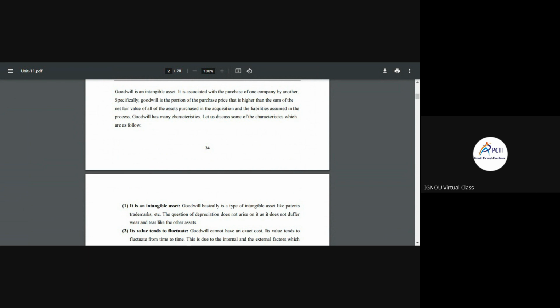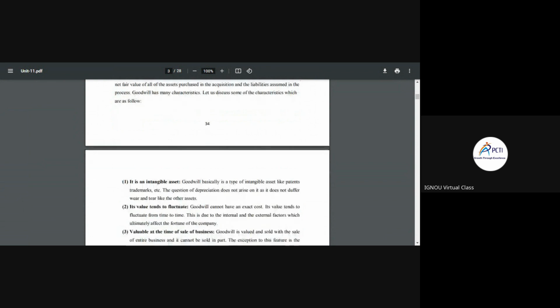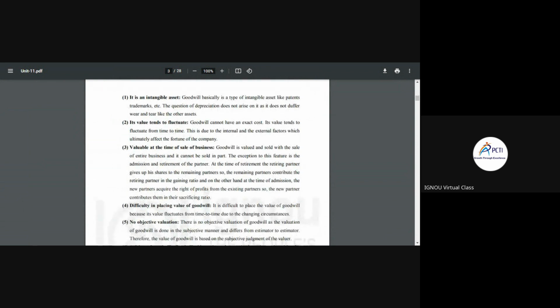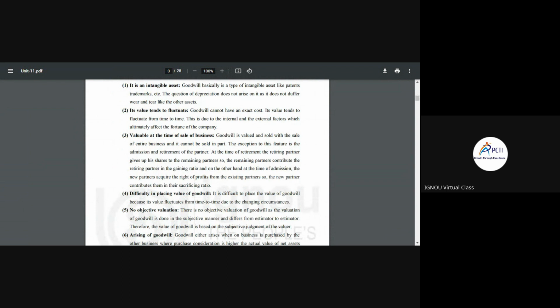Goodwill has many characteristics. First one is, I already told you that it is an intangible asset, because we are not able to touch and see it, like patents and trademarks. The question of depreciation does not arise on it, as it does not suffer wear and tear like other assets, because it is intangible. That's why we never calculate depreciation on goodwill.